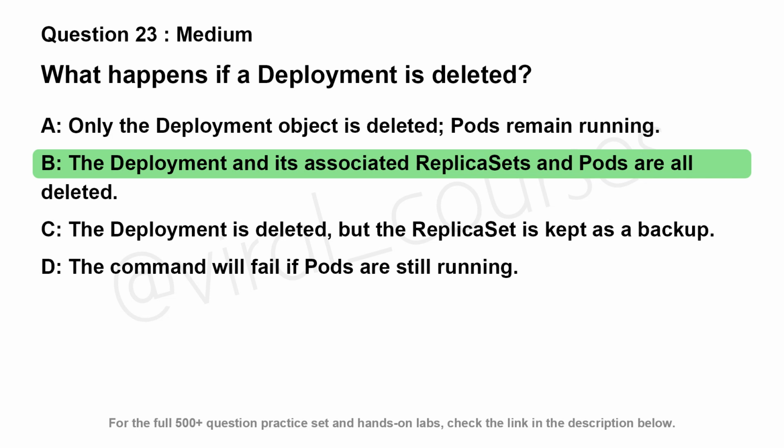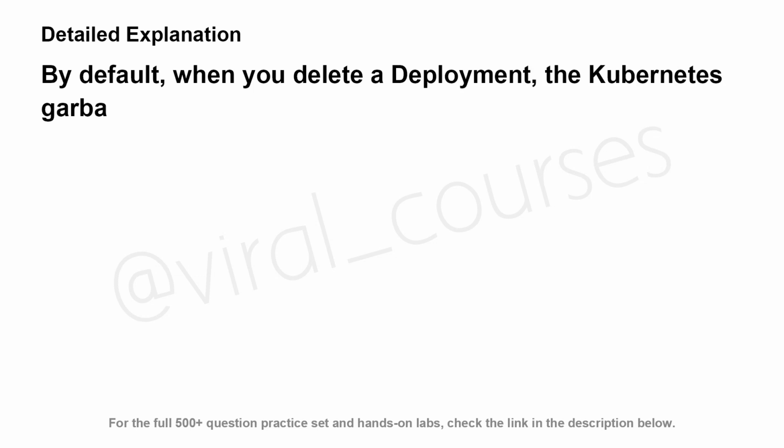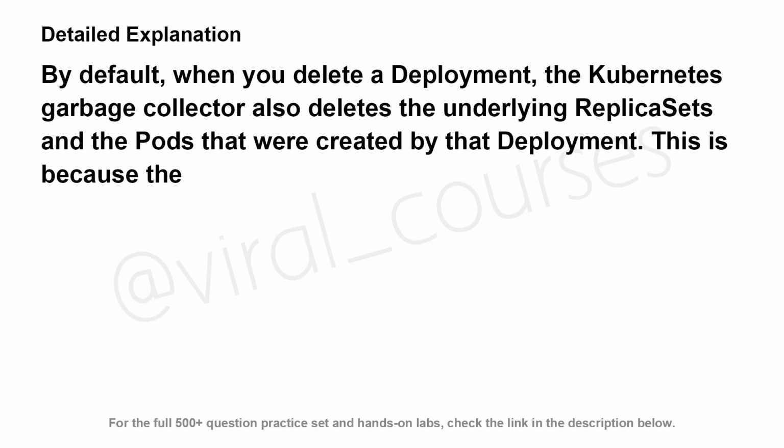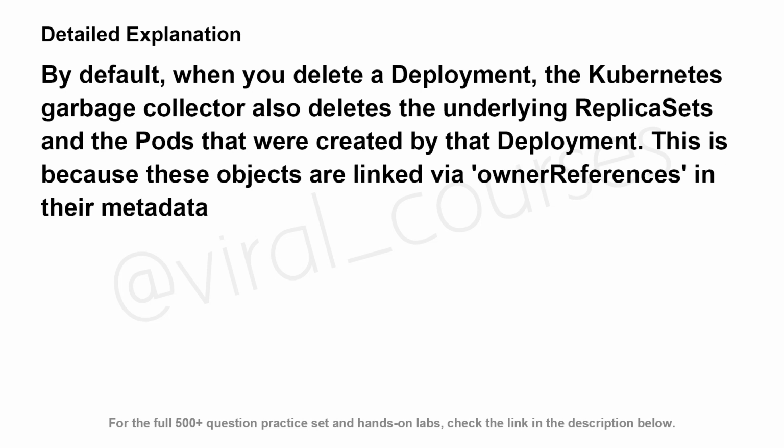The correct answer is B. By default, when you delete a deployment, the Kubernetes garbage collector also deletes the underlying replica sets and the pods that were created by that deployment. This is because these objects are linked via owner references in their metadata.